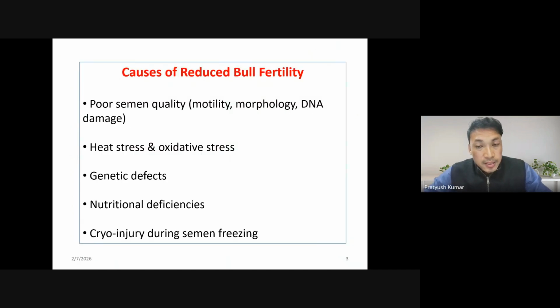So you can see what the main causes of reduction of bull fertility are. What are the reasons which cause the reduction of bull fertility? How are bulls affected by various environmental, genetic, or nutritional deficiencies? The poor semen quality, as I have already told you: motility, morphology, DNA content, abnormalities in the sperm in a semen sample. This should be considered. These are the main causes of reduction of bull fertility.